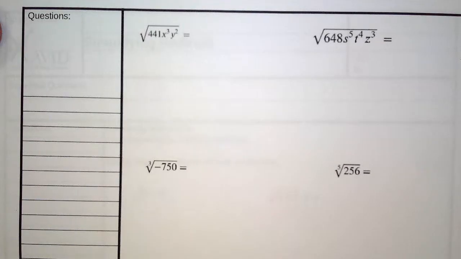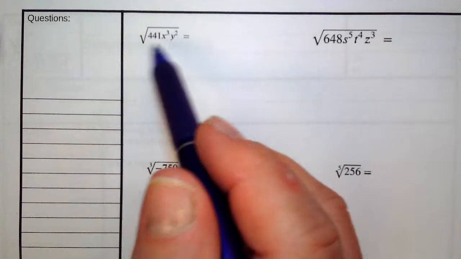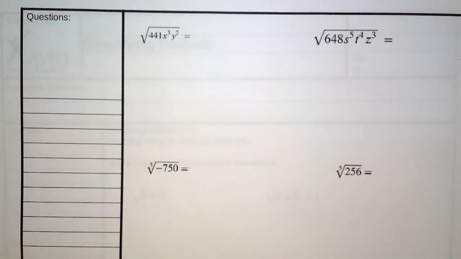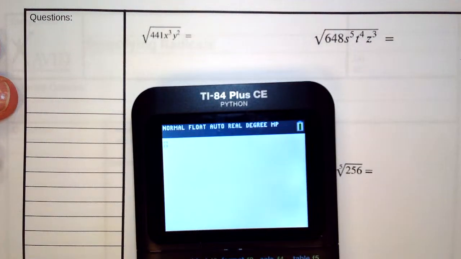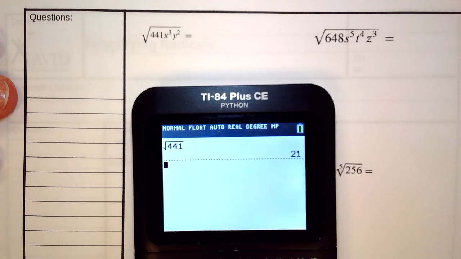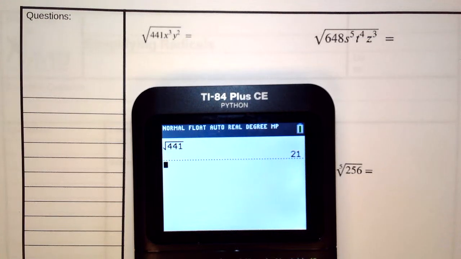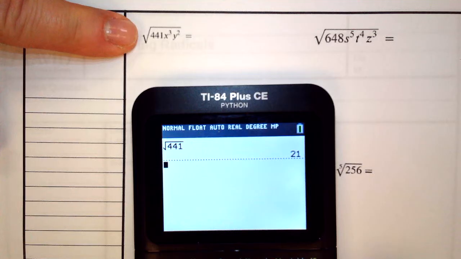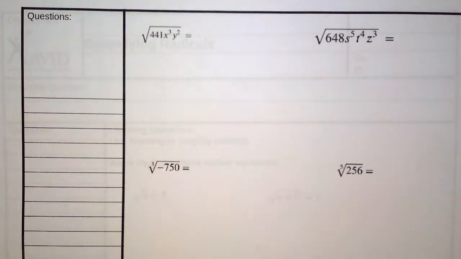But what happens if we've got variables underneath? So if I'm looking at this, the first thing I always check is to see if my number is a perfect square. Because if it's a perfect square, then I don't have to do the factorization. So I'm going to take the square root of 441, and it is 21. So I know that 441 is 21 times 21, so I can bring that 21 out.